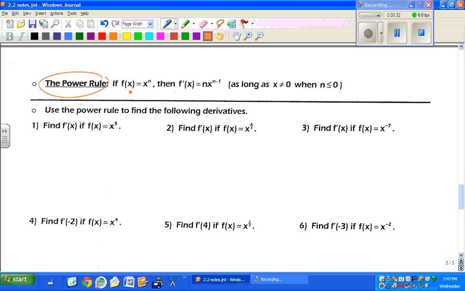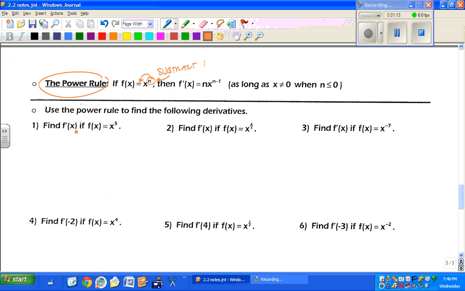For the power rule, if f of x equals x to the nth power, then the derivative of f of x is n times x to the n minus 1, which looks kind of confusing at first glance, but it's pretty simple. What we're doing here is we're taking that exponent and bringing it out in front. That's what we have here, the n out in front. And then we have to subtract 1 from the exponent. So after we bring that exponent out in front, then we subtract 1 from our exponent. So it's like a two-step process.